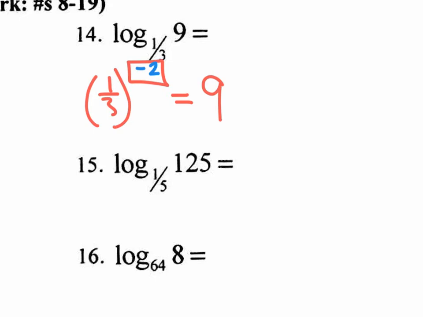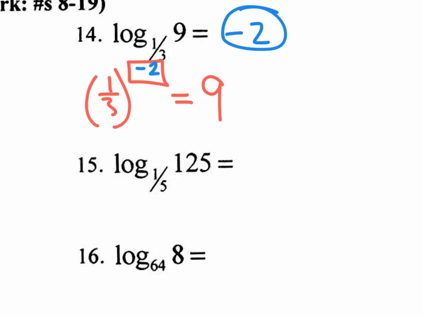But anyways, yeah, the answer is -2. Because when you plug in the -2 as the exponent, it truly will flip it and then square it, which will give you the 9. So the answer is -2. Okay? How about number 15?